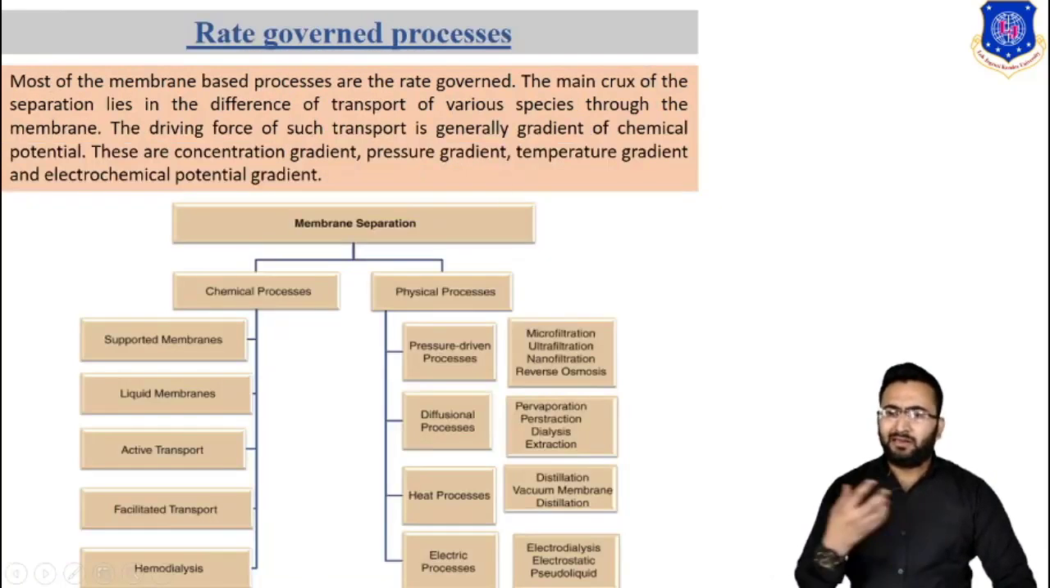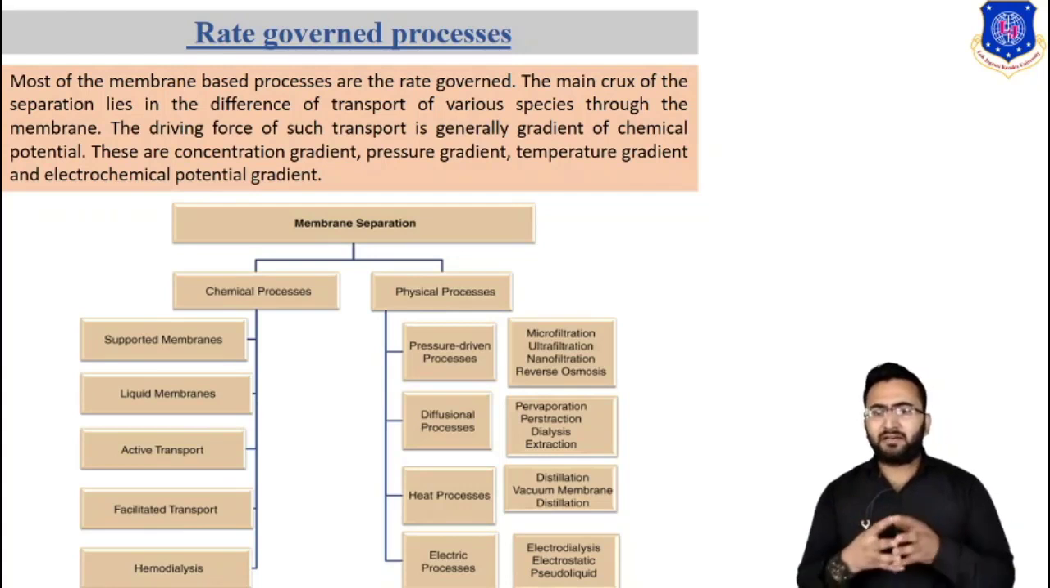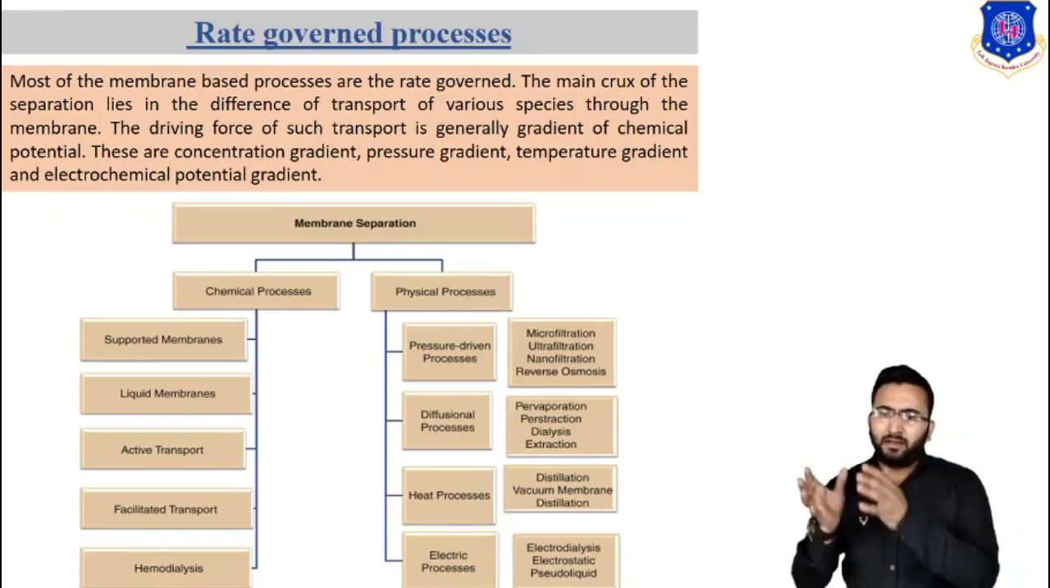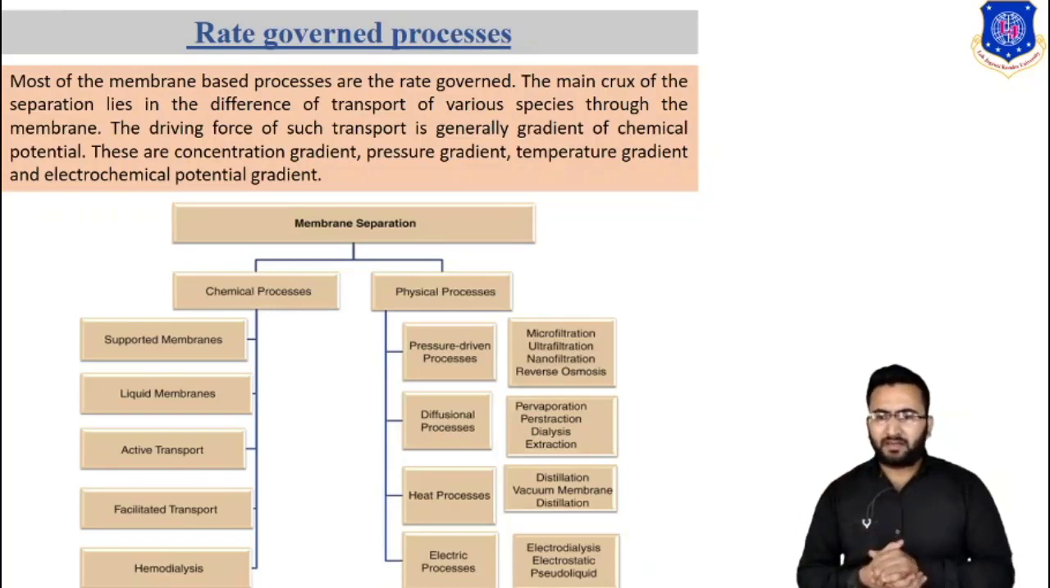Now let's talk about the rate governing process. Most membrane based processes are rate governing separation processes. The main crux of the separation lies in the different transport of various species through the membrane. The driving force of such transport is generally the gradient of chemical potential. If we recall the definition of the gradient of chemical potential, it is composed of four parts: concentration gradient, pressure gradient, temperature gradient, and electrochemical potential gradient. The presence of these results in the effect.